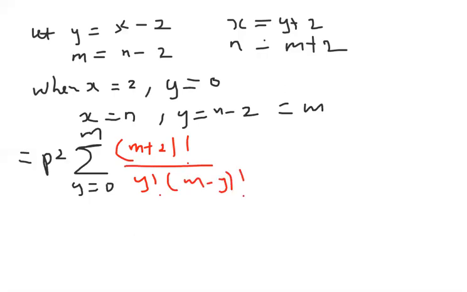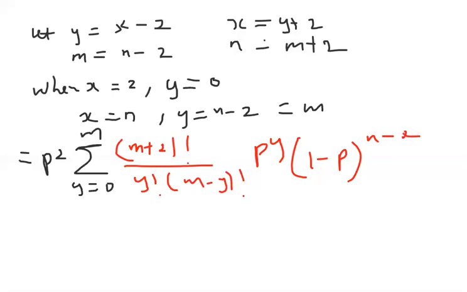Then I'll just bring my p combination y, and then 1 minus p, because it's p exponent x, and then 1 minus p exponent n minus x. But I'm just trying to replace everything.